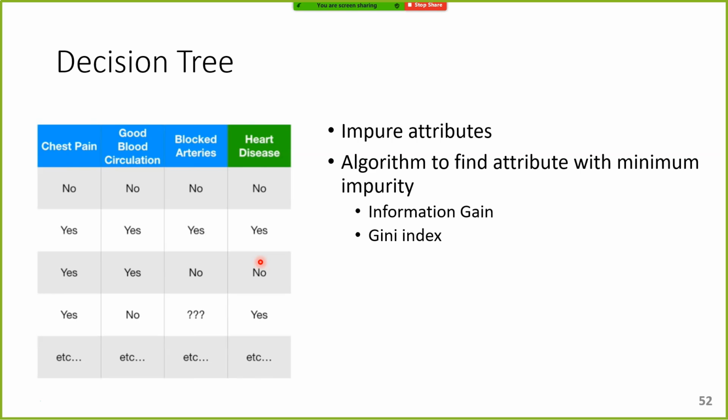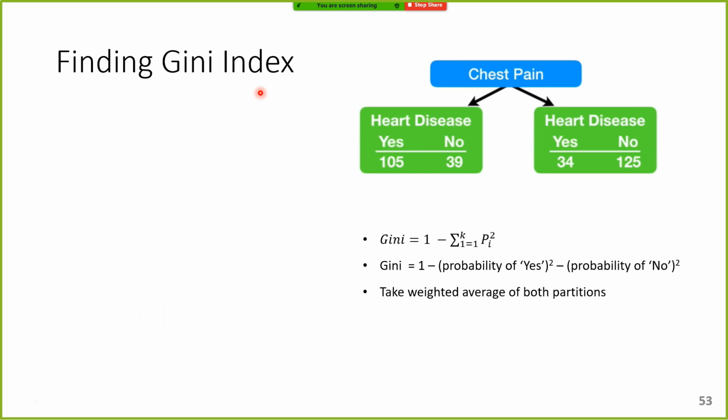So we cannot establish a relation using only one of these features, so we call them impure attributes. We construct a decision tree using an algorithm which filters out those attributes which have minimum impurity. For this purpose, we typically have two algorithms. First is information gain, and second is Gini index. In this presentation, we will see how we use Gini index to construct this kind of decision tree.